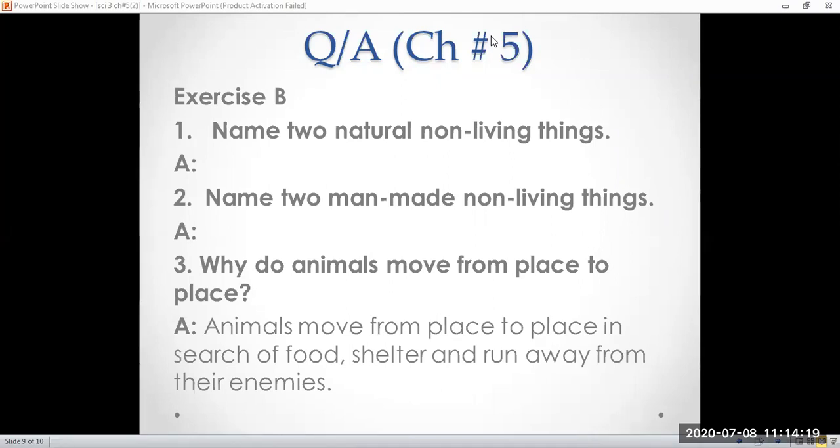Who says teacher? Rayat or Sath? Have you done it? Why do animals move from place to another? Moving forward to our last question: why do animals move from place to place? Animals move from place to place in search of food, shelter, and to run away from their enemies.